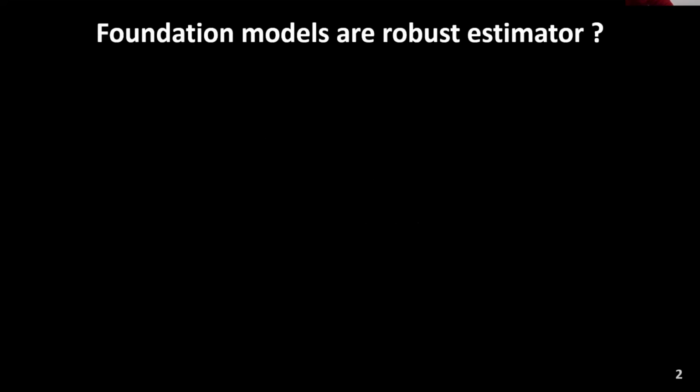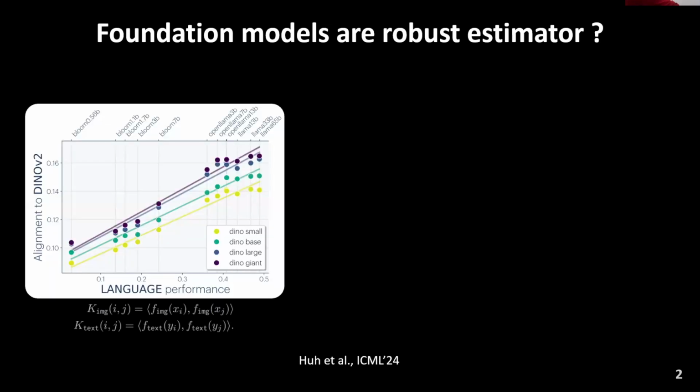Well, a foundation model is a large model, typically trained on a massive amount of data, typically self-supervised, but it can also be with some sort of supervision. And over the years, these foundation models have been called robust estimators. Why? Because we have noticed through a number of works that the representation they've learned is transferable across tasks and domains.